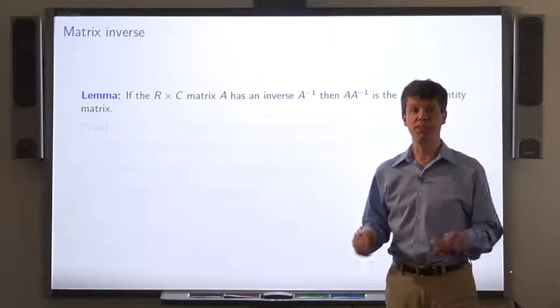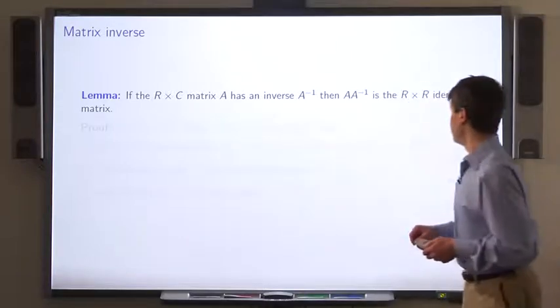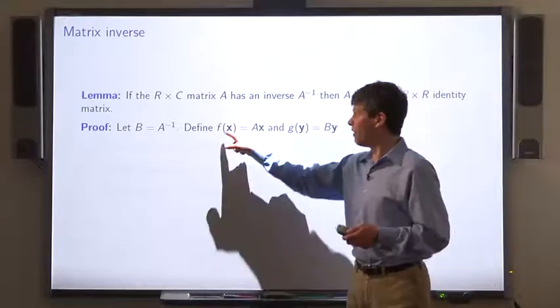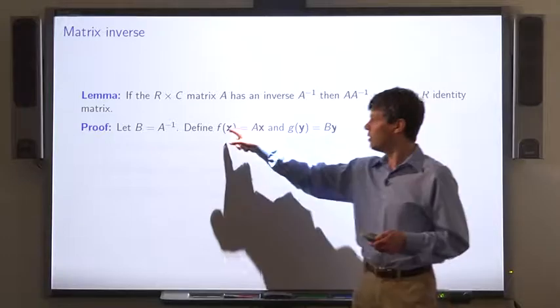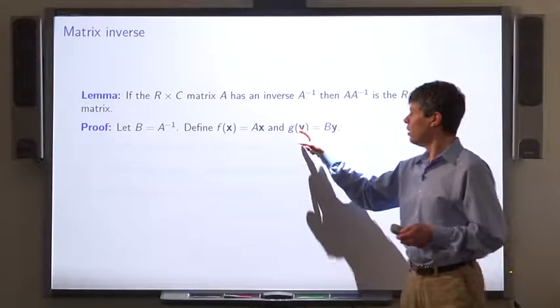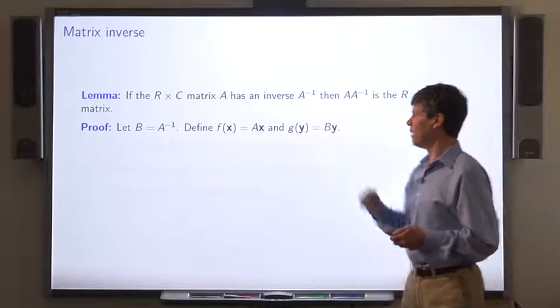Now here's a nice observation about matrix inverses. If a matrix A has an inverse, then the product of A with its inverse is the identity matrix. Here's the proof. Let B denote the inverse of A. As usual, we define the corresponding functions. The function f, which takes x to A times x, and the function g, which takes y to B times y.